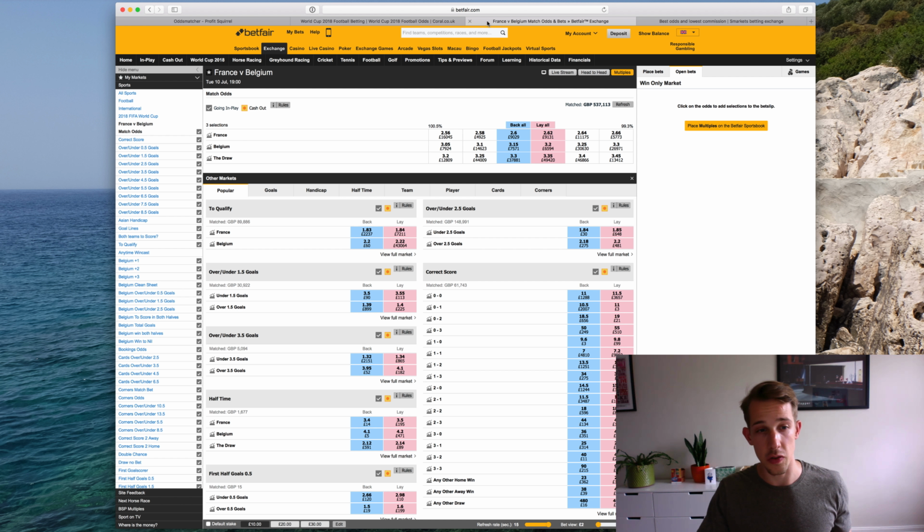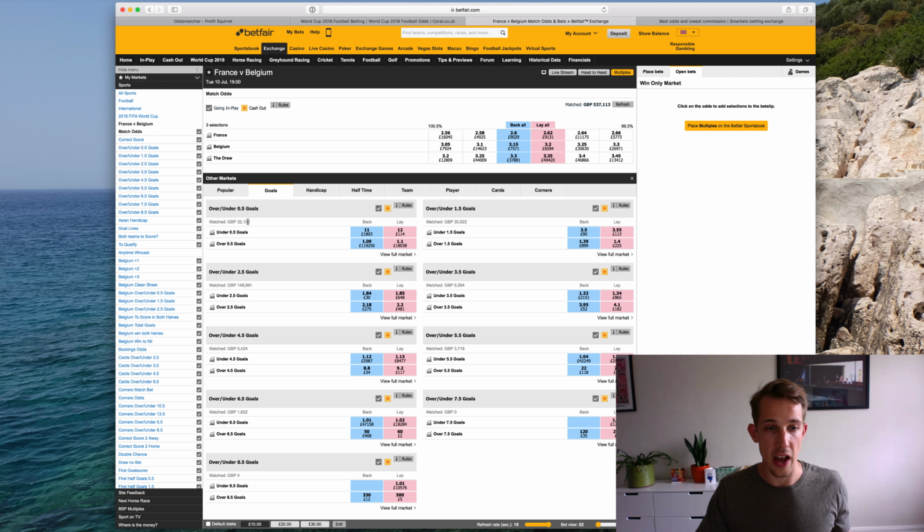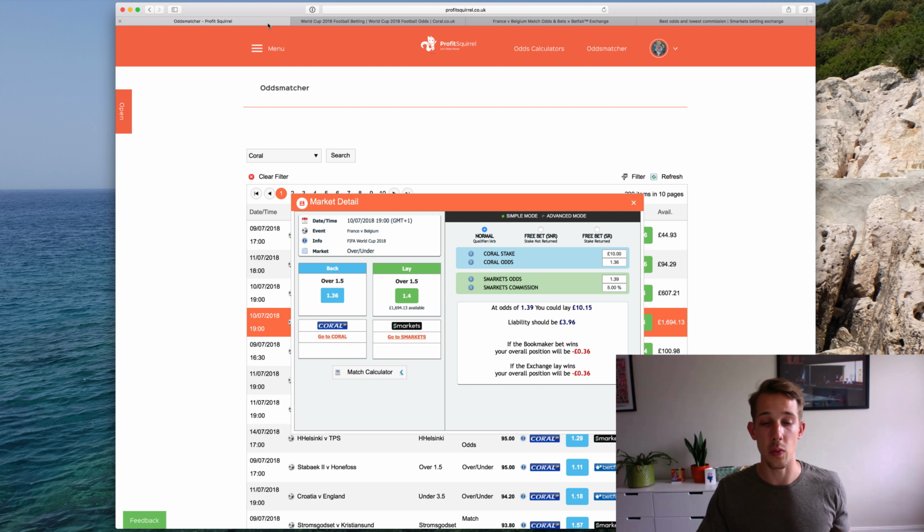On the exchange as well, it's also under goals, and you'll see over under, here we are, laying over 1.5 goals at 1.4, which is again exactly what I'm seeing on my odds matcher here, 1.4.